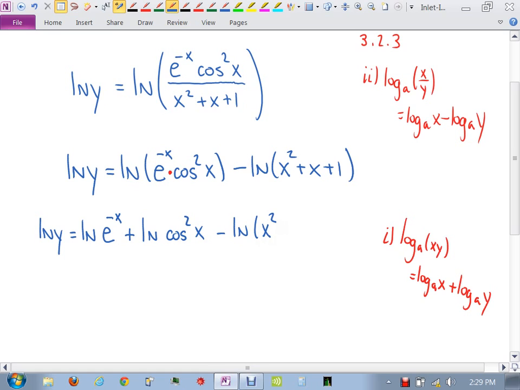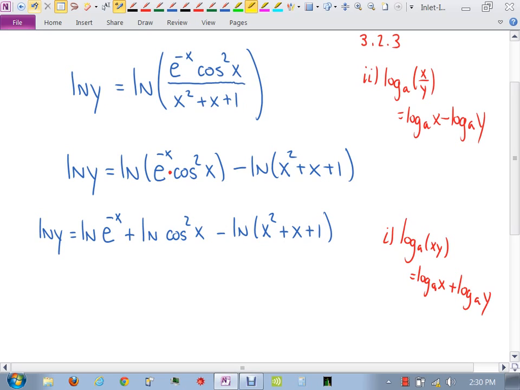Now, can I split this one up? The x squared plus x plus 1? Can I split that into three logs? No, because it's addition, right? You have addition between those terms. The property only works if it's multiplication. So you can't split that one. So we're kind of screwed with that one.